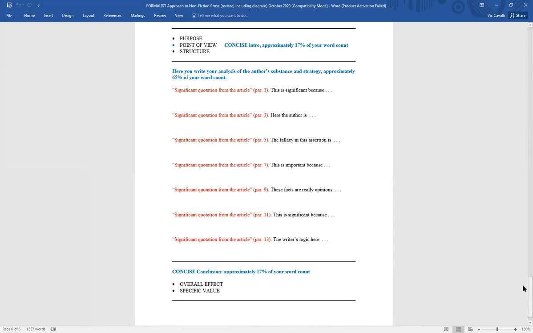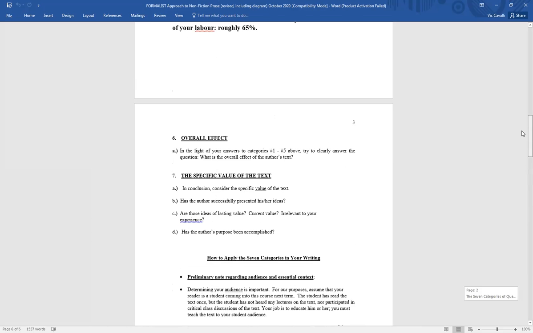So in the in-class essay, there'll essentially be no thinking involved. You've already thought about purpose. You've already thought about point of view. You've already thought about structure. You've already got your quotations ready to go. That's all done in the page of notes that you're allowed to prepare for the upcoming in-class. So let's go back now and just see how this is going to unfold.